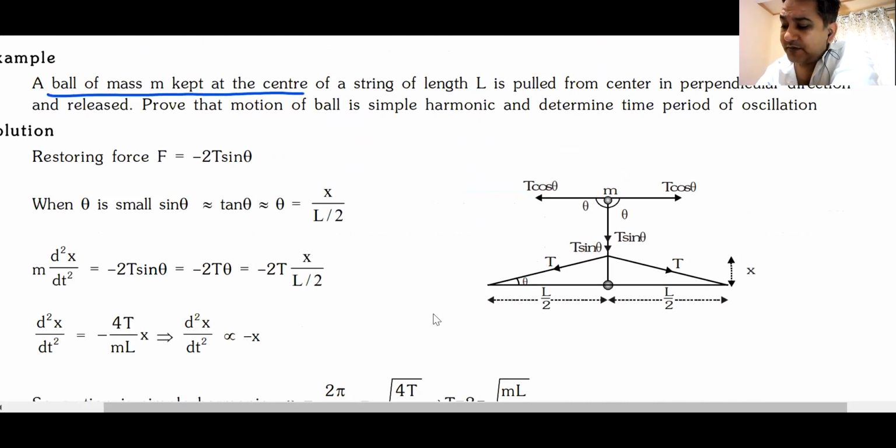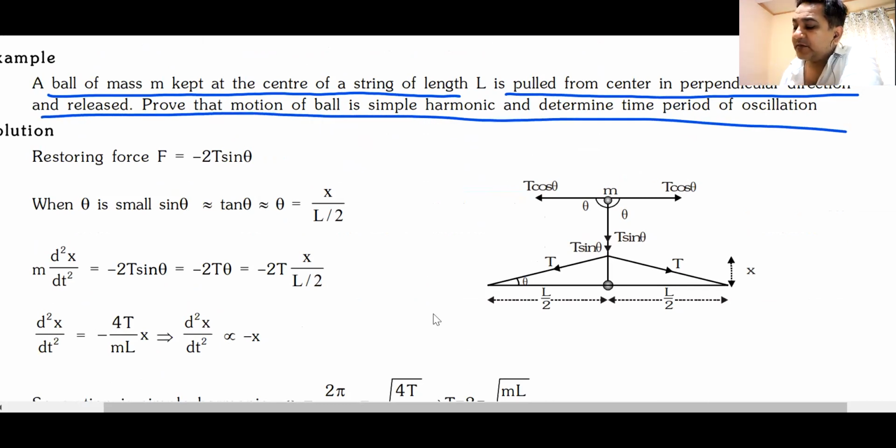Now again, a question of this type can come. A ball of mass m is kept at the center of a string of length L, is pulled at the center in the perpendicular direction and released. Prove that the motion is simple harmonic and find out the time period of oscillation. How will you do this?